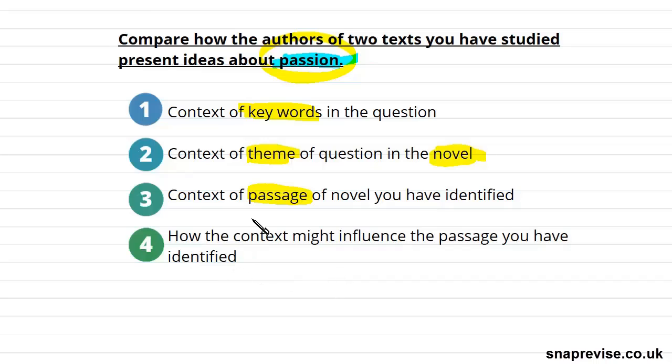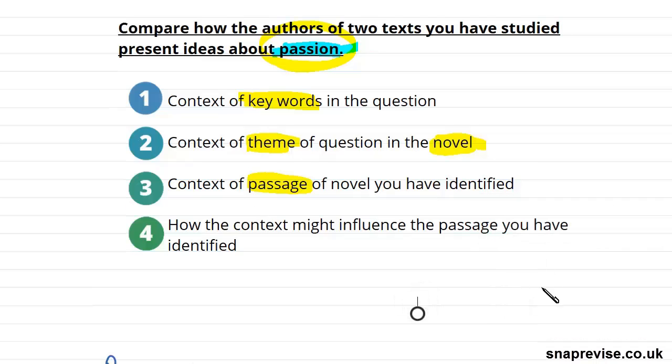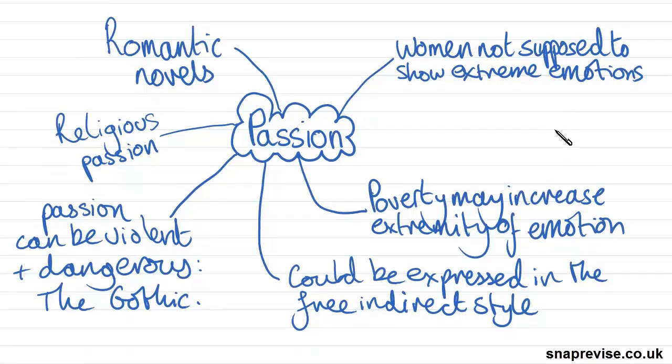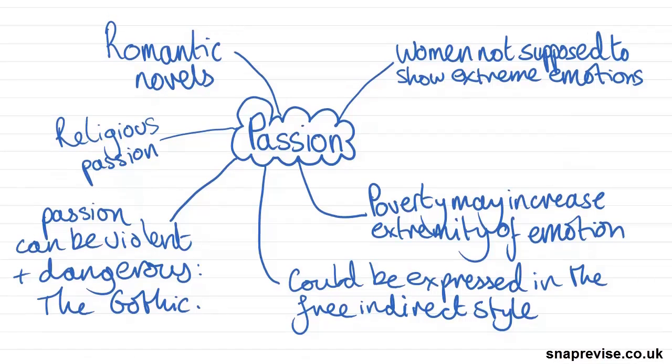So let's go through that now. Firstly, we have to look at the possible contexts of passion in the Victorian era. So here I've just drawn a mind map and had to think about various different ways passion could be represented or talked about or thought about in the Victorian era. Obviously, if you're talking about different eras, you would find different contexts, but this video is on Victorian prose, so we're just going to look at how passion might be represented in Victorian prose.